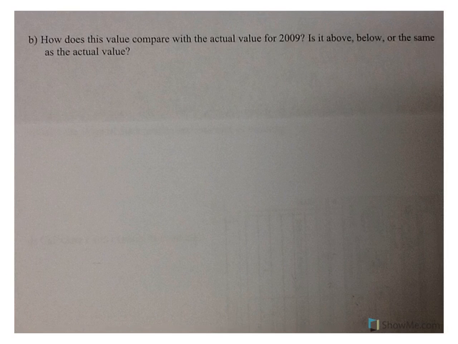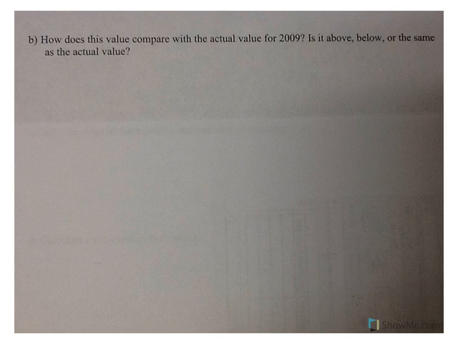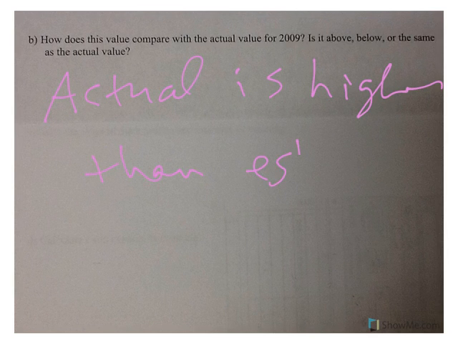Now, how does that compare with the actual value? Well, remember, the dot is the actual. Here is the actual. Here is the trend line. So the actual is higher than the estimate. You didn't have to find the estimate to know that. You could have just looked. The actual dot is higher than the estimate on the graph.